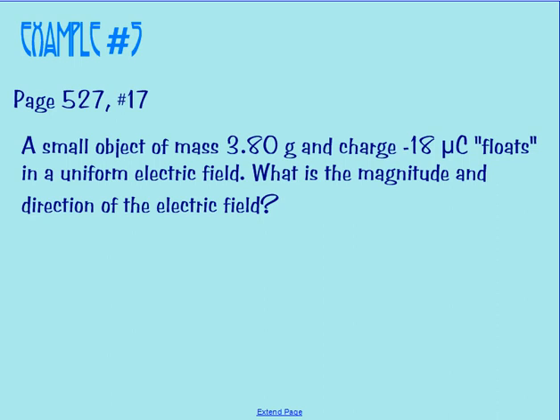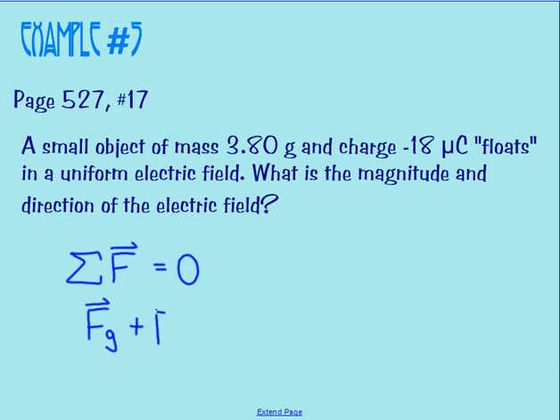Basically, it means that you're not moving up or down. In other words, this small object is in equilibrium. So, I know that if it's in equilibrium, the net force on this object is equal to 0. This object happens to have two forces acting on it. We know that there's the force of gravity. It has mass, therefore it has the force of gravity acting on it.